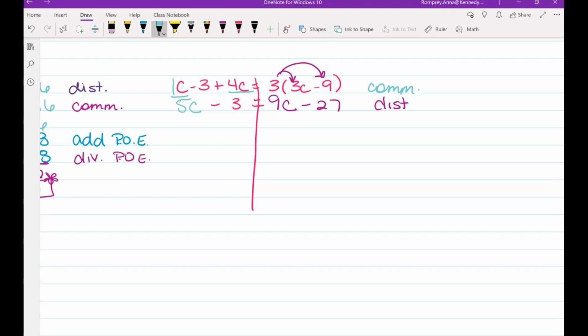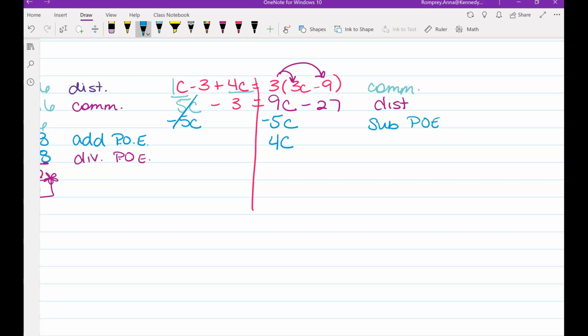So again, for me, I like to look at it and say, where are there more? I have 5 C's on the left, 9 C's on the right. Since I have 9 C's on the right, I'm going to bring all my C's to the right to keep them positive. So what's the opposite of a positive 5C? A negative 5C. So I'm going to use the subtraction property of equality to bring that over. Subtract 5C from both sides.